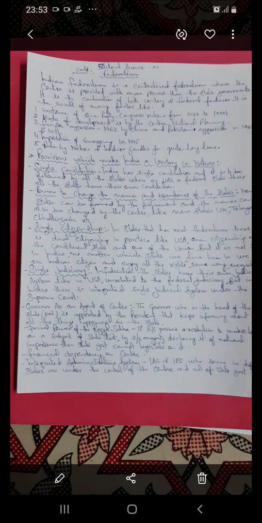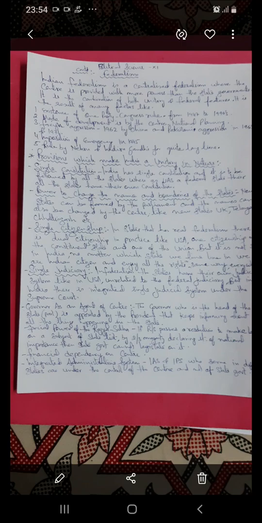Science of class 11. We are continuing the federalism, and the topic is provisions which make India a unitary in nature. You know, Indian federalism is a centralized federalism. Centralized federalism means center is more powerful than the state governments. So, where the center is provided with more powers than the state governments. So, it is the combination of both unitary and federal features, and it is the result of many factors.